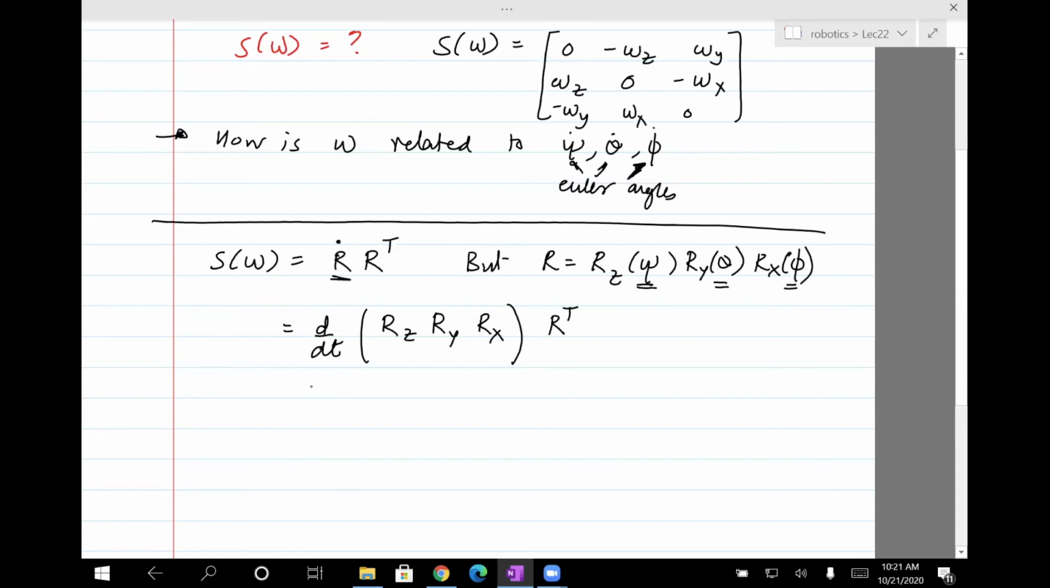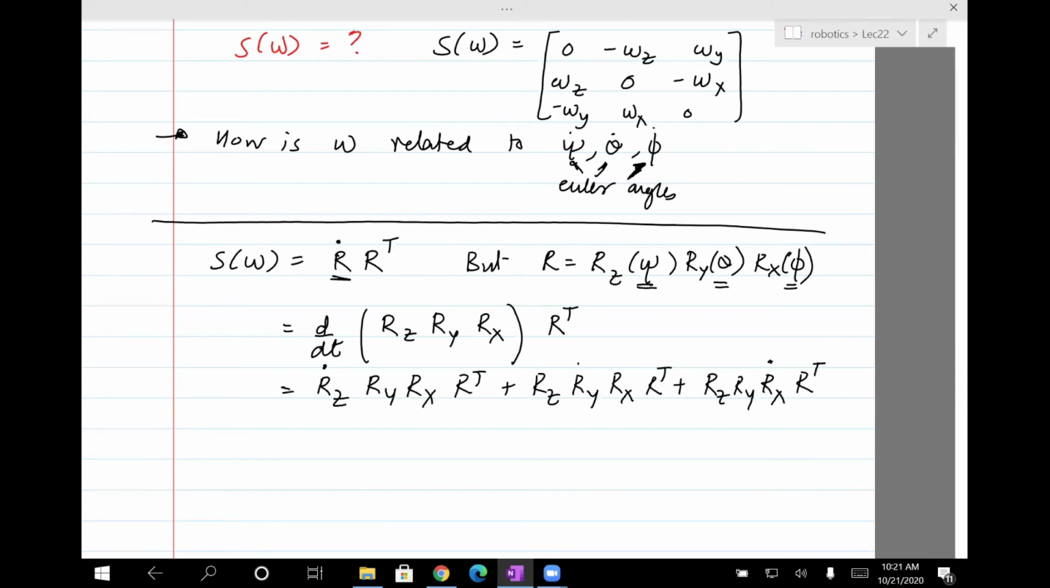Let me just keep it as R transpose. Now when I do this differentiation, I need to differentiate one factor at a time using the chain rule. So first the derivative of RZ, with RY and RX constant. Then I keep RZ constant, take the derivative of RY, RX, R transpose, and finally RZ, RY, RX dot times R transpose. So I have three expressions there, and I have to simplify each of them to arrive at a formula for S of omega.